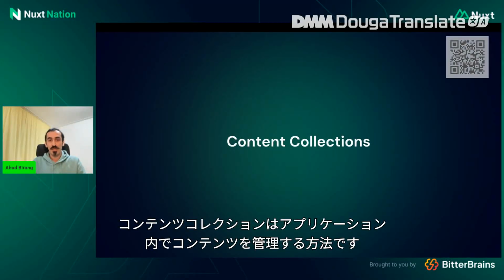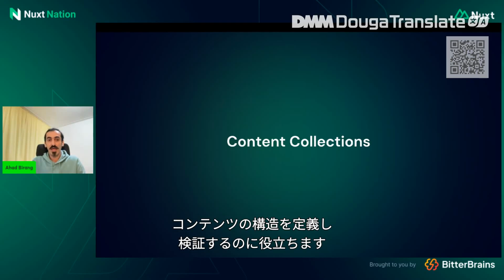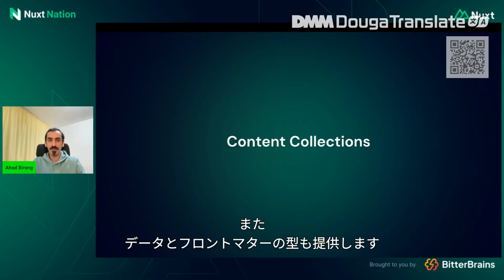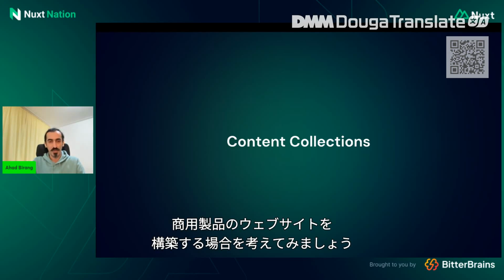First, let's talk about the important content collections. Content collections are a way to manage your content in the application. Content collections help you to organize your contents, define a structure for your contents, and validate them. It also provides types for your data and front matter for your Markdown and YAML files, also other files.